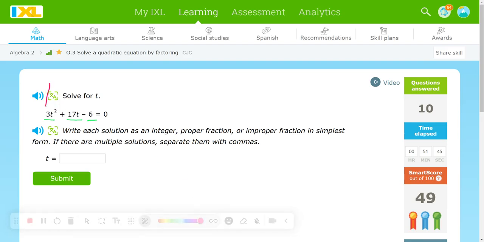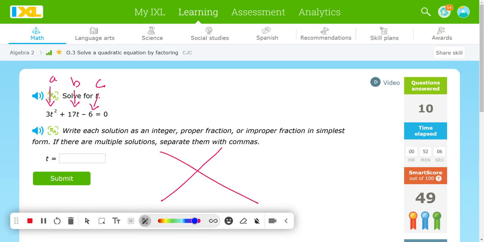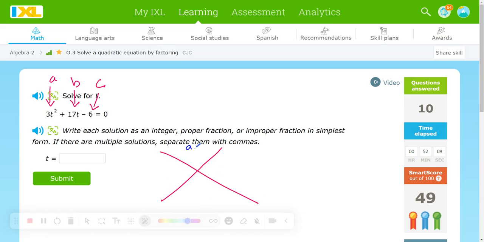So take a look here. A is number 3, B is 17. Let me write it again. A is 3, B is 17, and then C is negative 6. So now we use the diamond method. Let's draw down the diamond. On top of the diamond, I put A times C. A is 3, C is negative 6, so it comes out negative 18.